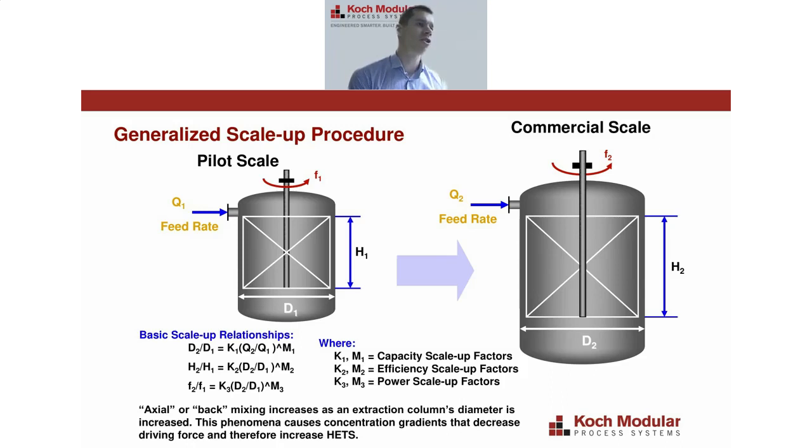This slide essentially shows how to scale up from a pilot scale column to a commercial scale column, and really it comes down to the technology that was tested. There are different relationships and equations based upon the type of extraction column technology that was tested during a pilot test. Later in today's extraction presentation, I'm going to be going through a pilot test example of a Karr column where I'll show this in a little bit more detail.